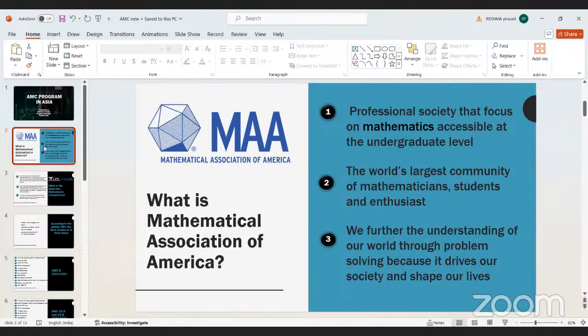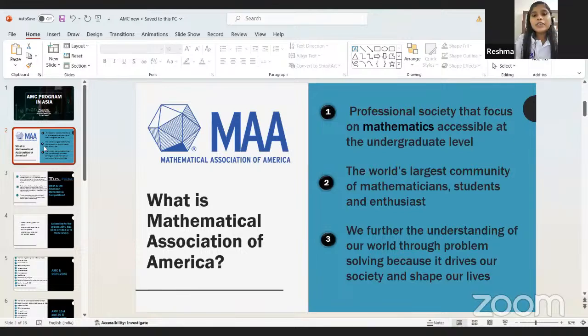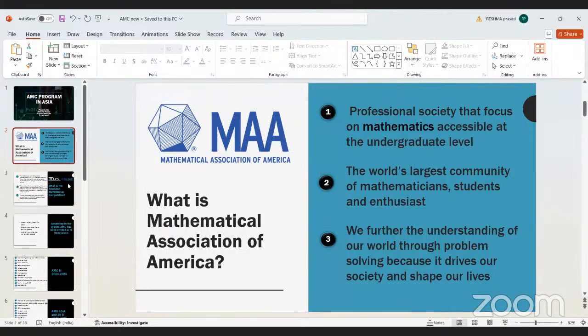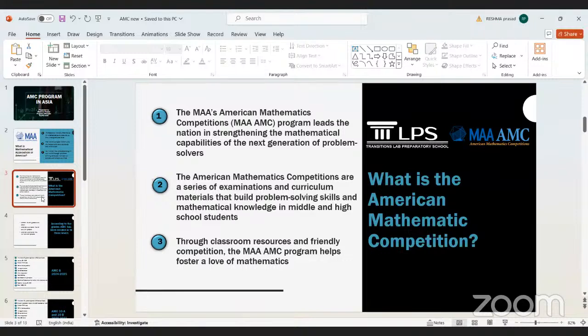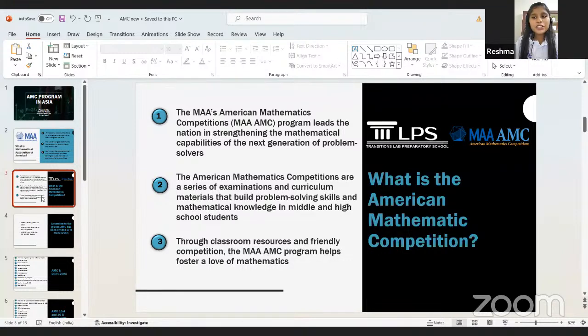And in MAA, they have different partners in different regions of the world. So in Middle East Asia and South Asia, we are the partners. That is, TLUPS is the partner of MAA. So the students who are residing in East Asia and Middle East Asia can take the AMC examination through TLUPS only. Okay, so let's see what is American Math Competition.